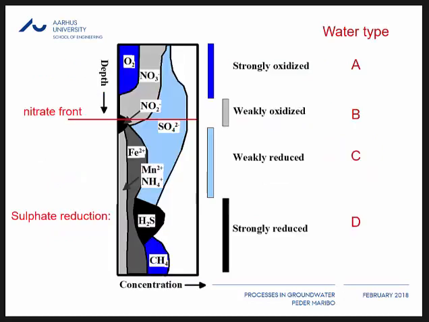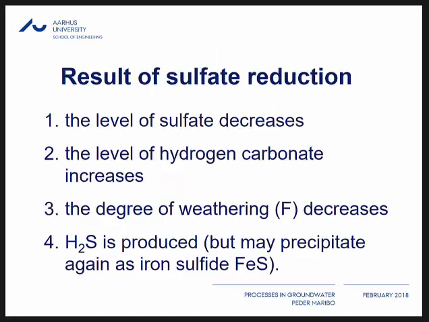So we're back to the water type scheme here, and we can see sulfate reduction going on in the lower part. As we go down here, we can see the level of sulfate is decreasing, but we only really see strong signs of it when we start to see hydrogen sulfide formation. That's where we've got the process. Okay, and I've mentioned the results here: level of sulfate decreases, hydrogen carbonate increases, and the degree of weathering decreases, and then we may see hydrogen sulfide in the water. Okay.